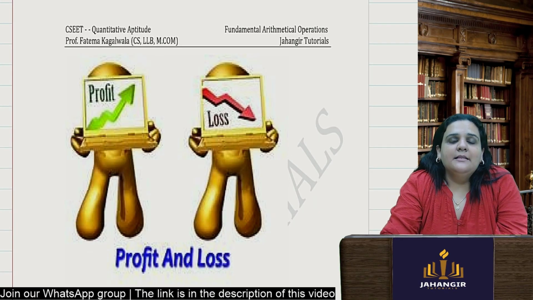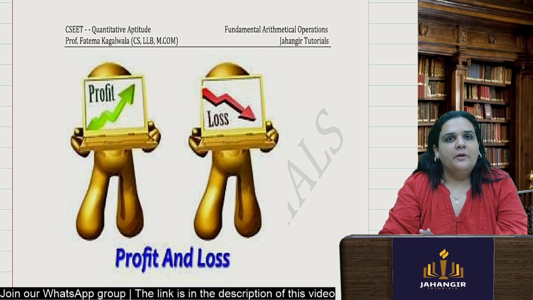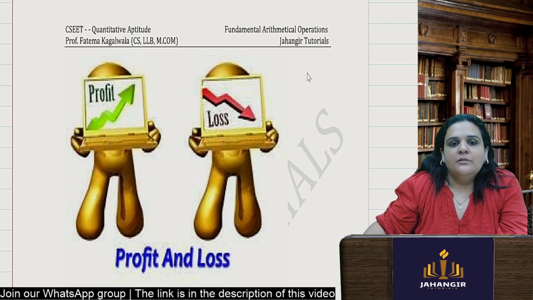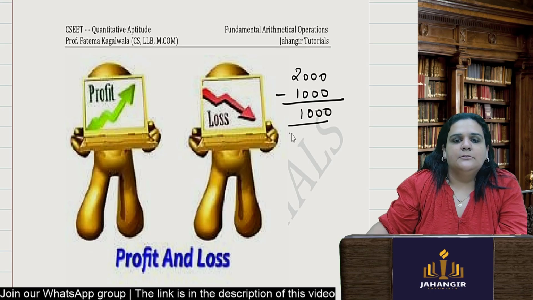So hello everyone. Now this is the last part of your chapter, fundamental arithmetical operations, which is about profit and loss. Very simple topic. We all know how to calculate a profit and loss. So say if I tell you that the yearly sales was 2000 and the expenses for making this sale is 1000, I am left with a profit of 1000.